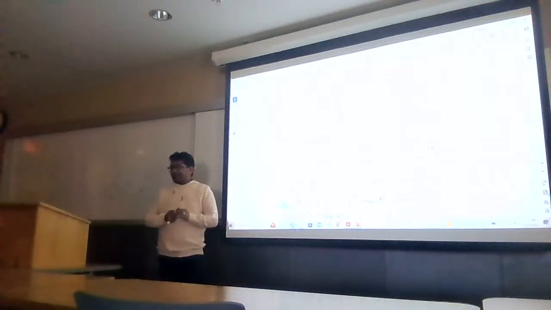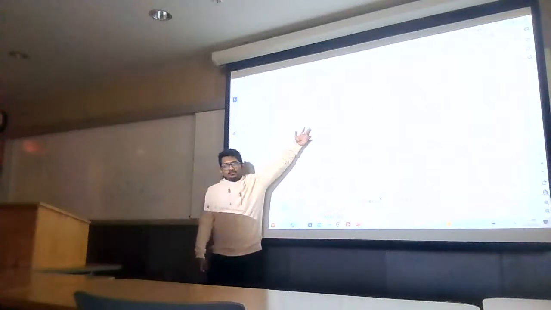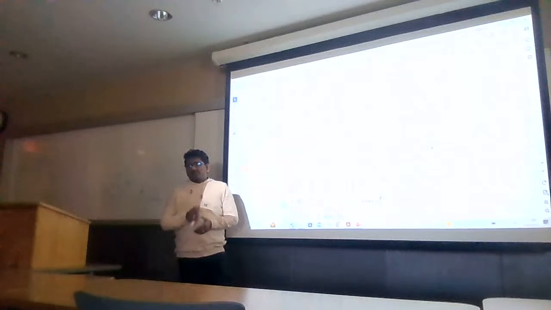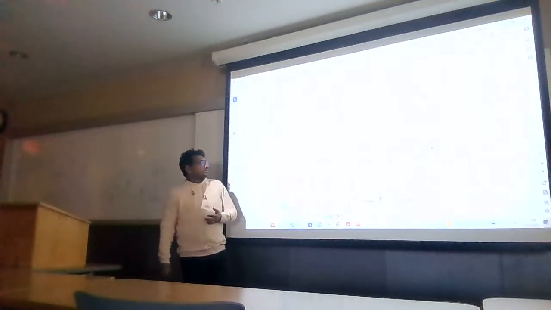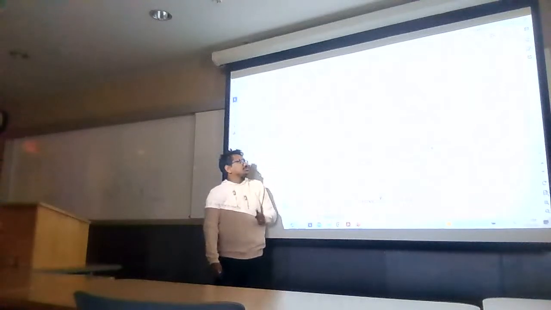Has anyone studied an analog circuit course? If you're familiar with this circuit, this is a common source amplifier. There are several types of amplifiers: common source, common gate, common drain. But typically, the gain of the common source amplifier is higher than the other 2. Therefore, I'm discussing the common source amplifier.